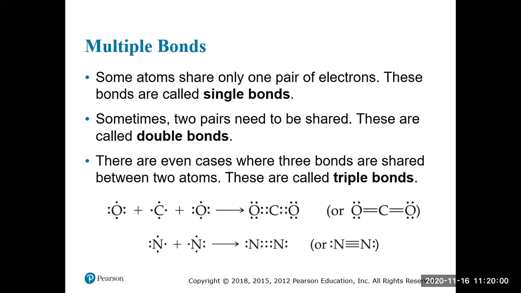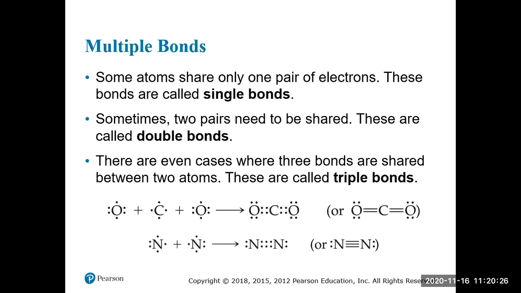We saw this in the lab, that we had some examples of multiple bonds. So when you share one pair of electrons, we call those single bonds. If you share two pairs of electrons, then that would be double bonds. And then sharing three pairs of electrons would be triple bonds. And so here we have an example of double bonds and triple bonds.